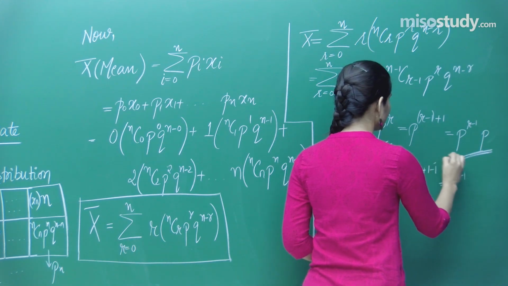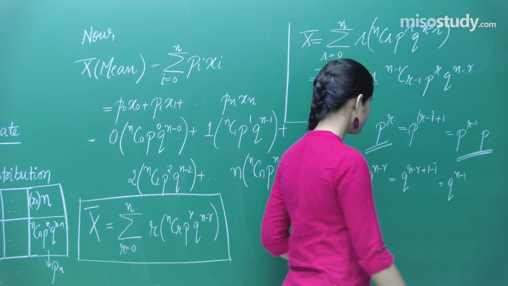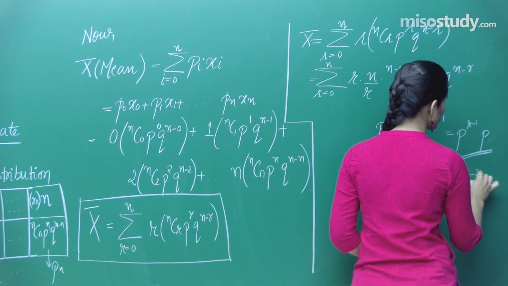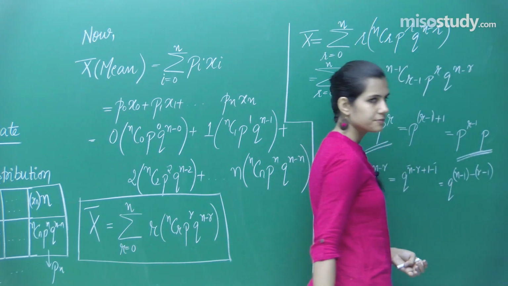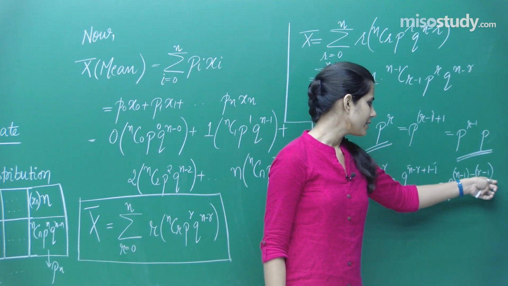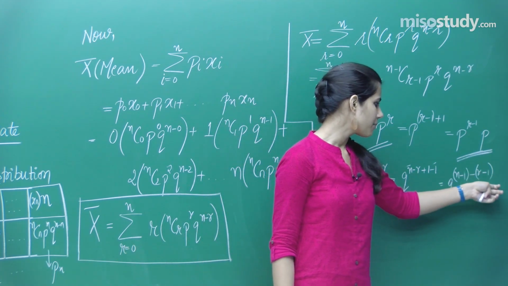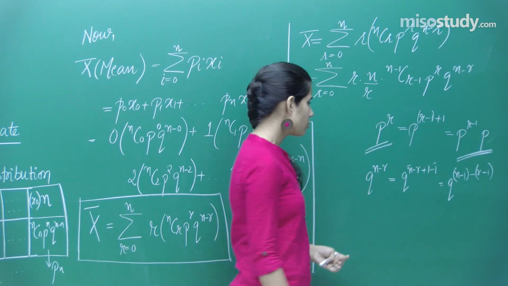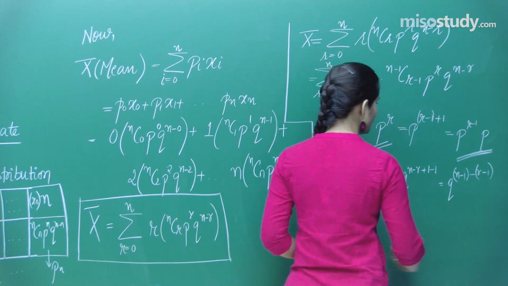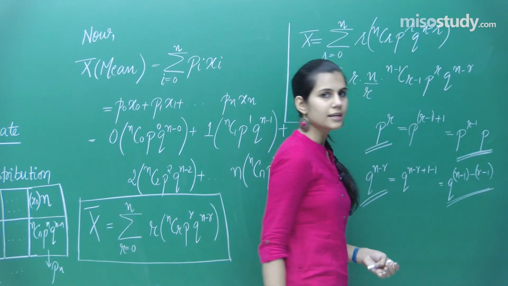Now N and N minus 1, I am clubbing together, N minus 1 minus R plus 1, so minus common R minus 1 in the brackets. So you have N minus 1 minus R minus 1, which gives me N minus 1 minus R plus 1, which is N minus R. So I can write Q to the power N minus R as Q to the power N minus 1 minus R minus 1.